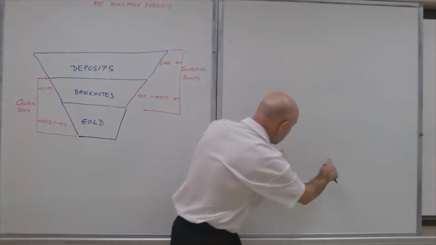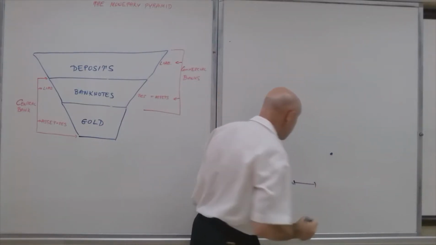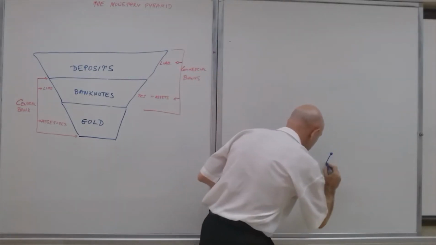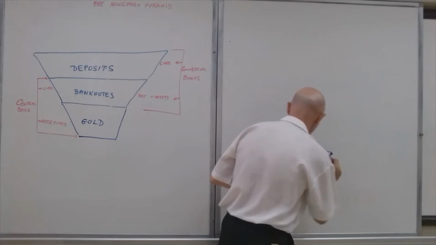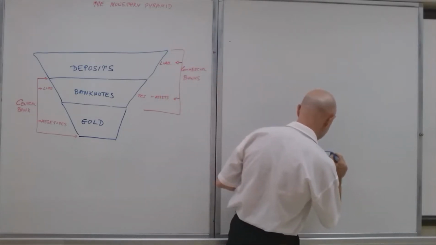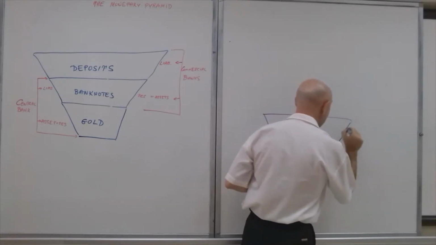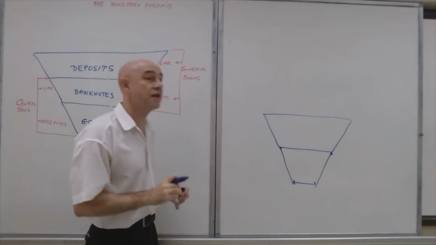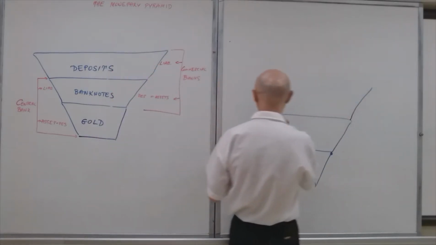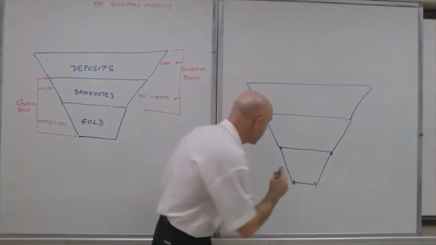The central bank will have twice the banknotes. Okay. And commercial banks, again, let's do this again here. Commercial banks will have 50%. So it's going to look like this. Okay.